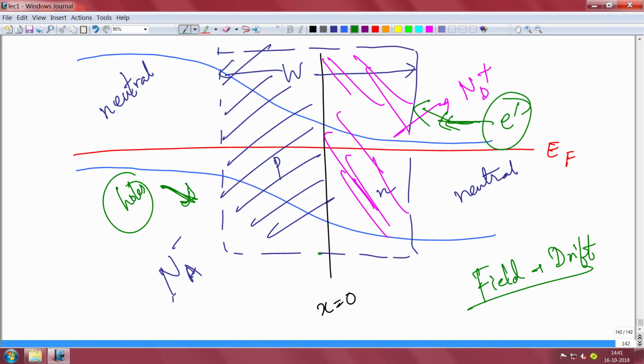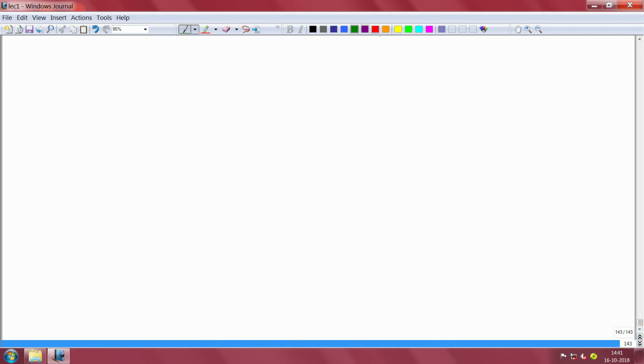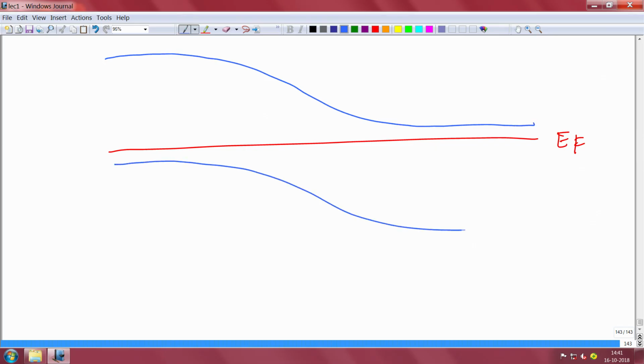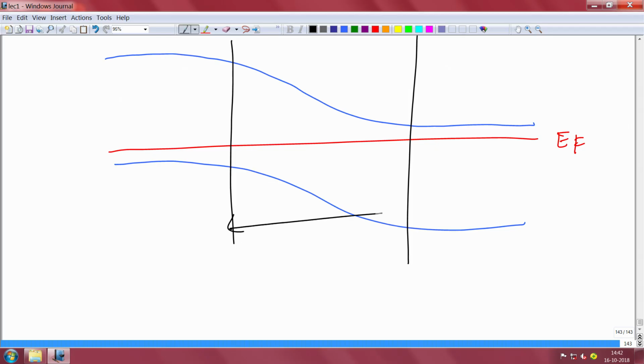Now, you might ask, which direction is the field, how is it blocking, how do you know the field is blocking or not blocking? So, again I will draw this band diagram because it's very easy to explain with a band diagram. So, this is the Fermi level, again this is the p type, here n type. So, let us focus on the depletion region, which is say from here up to here.